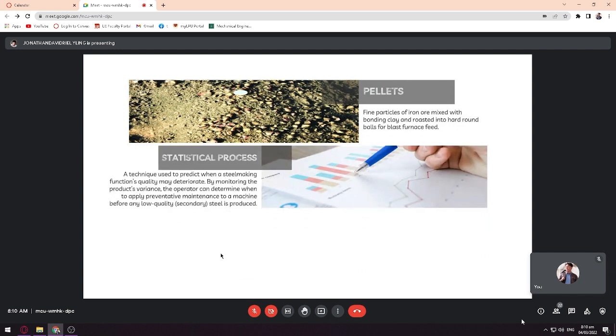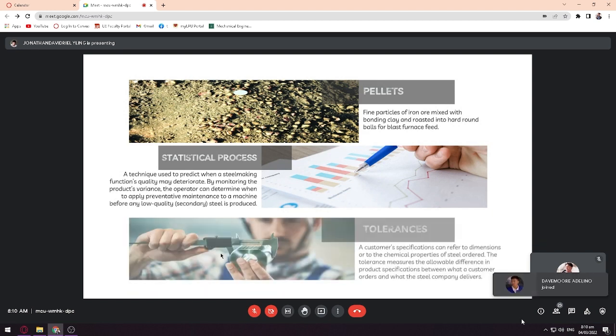Statistical process: a technique to predict when a steelmaking function's quality may deteriorate. By monitoring the product variance, the operator can determine when to apply preventive maintenance to a machine before any low-quality secondary steel is produced.